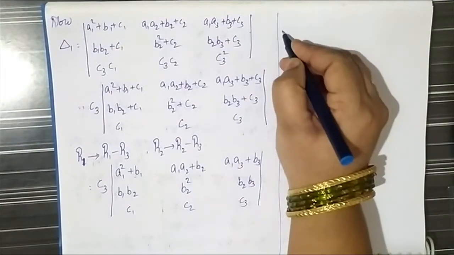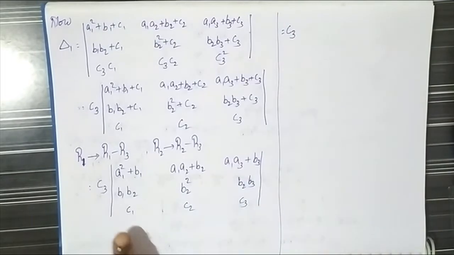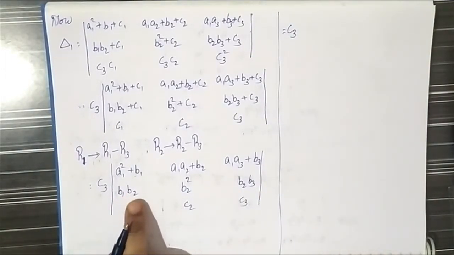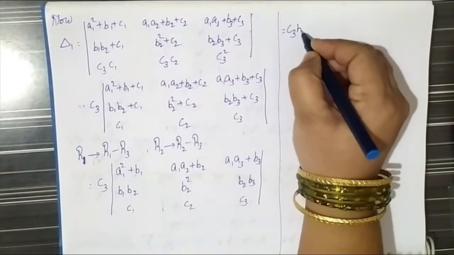In the next step, that is equal to c3 into the determinant. In the second row, the common term is b2. Take it outside, b2.